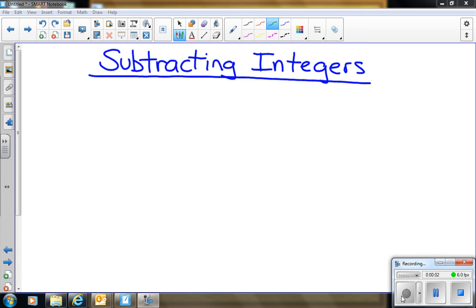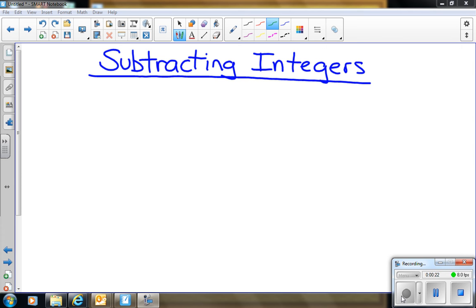Welcome back. Today we're going to be doing subtracting integers. Last time we met we did adding integers, and we're going to take this the next step further. With subtracting integers, I want to give you a method I find works really well, and hopefully if you try this you're going to find it works fantastically well for yourself.